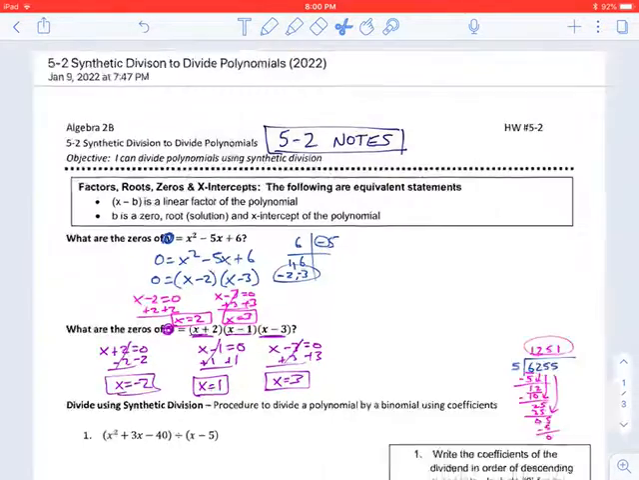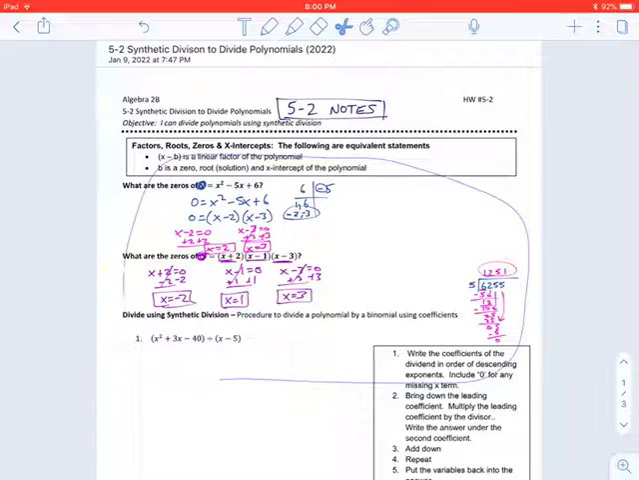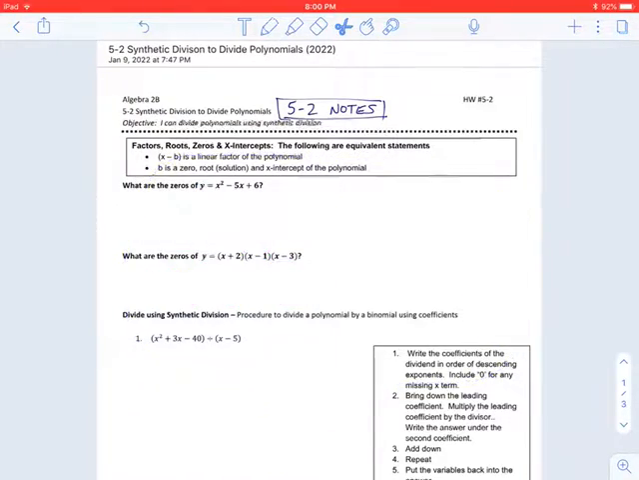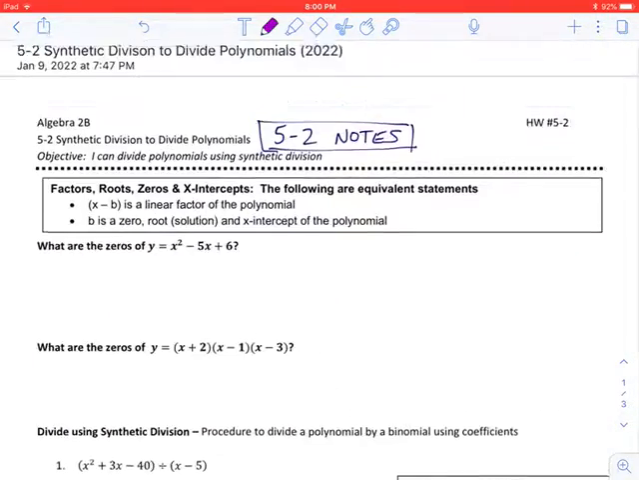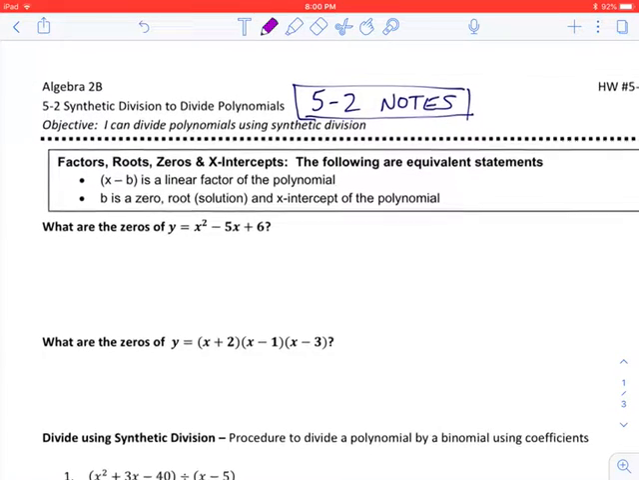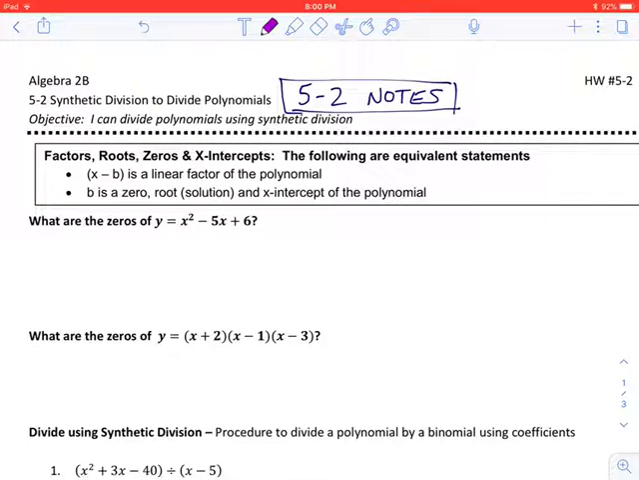All right, Algebra 2, we are talking about synthetic division today. But before we do that, I want to show you why we're doing what we're doing to get to where we're going to end up. So in these first two examples, this is why we're doing synthetic division, so we can end up finding the zeros of any polynomial.